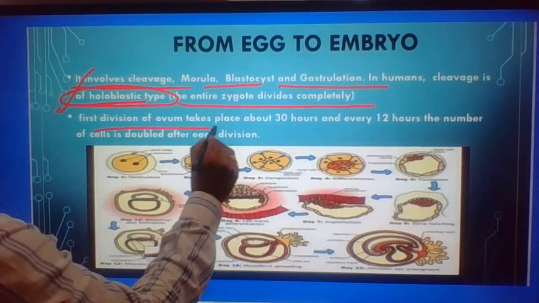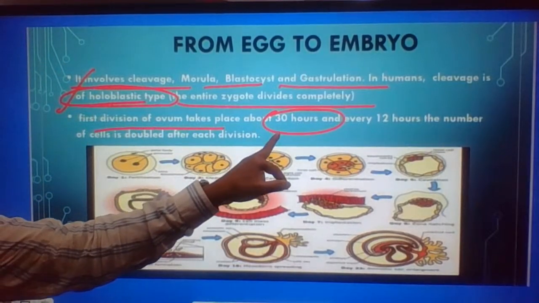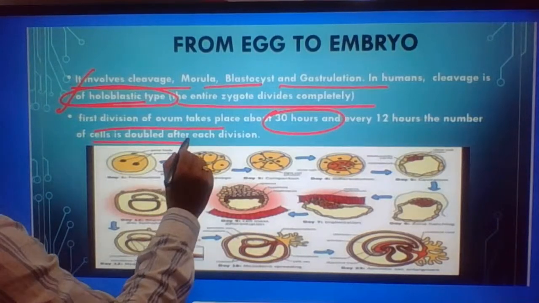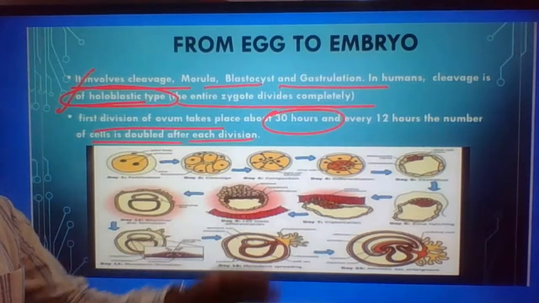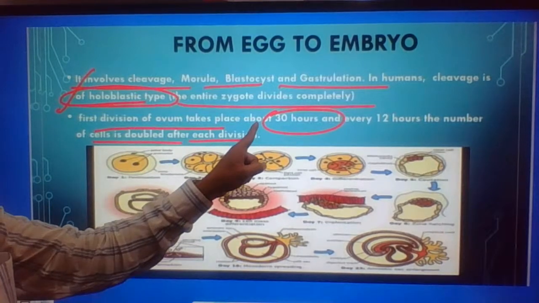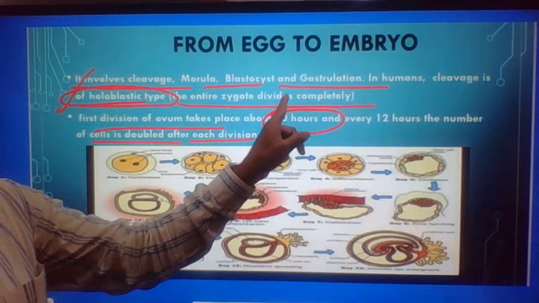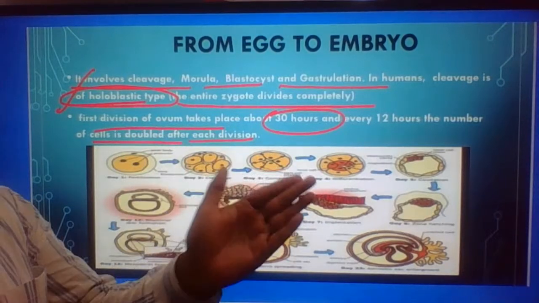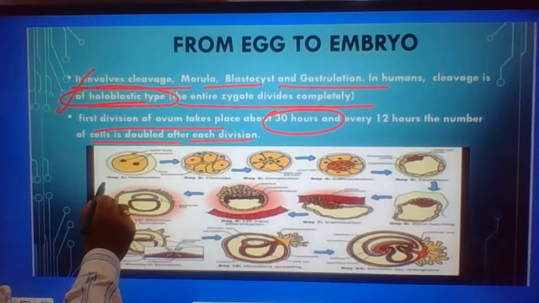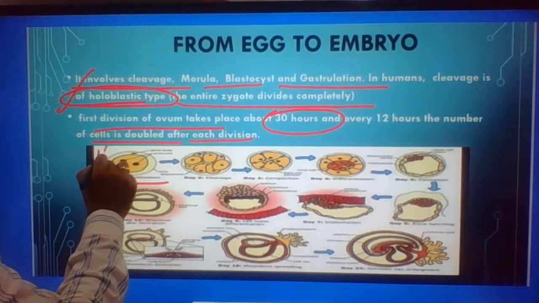The first division of the ovum takes place at about 30 hours. After that, every 12 hours the number of cells doubles after each division. After every 12 hours there are successive divisions, where 2 will become 4, and 4 will become 8. This keeps happening. For example, on day 2, the second day, taking the 14th day as ovulation, maybe the 15th or 16th day.